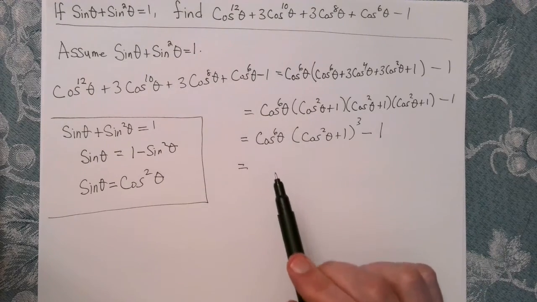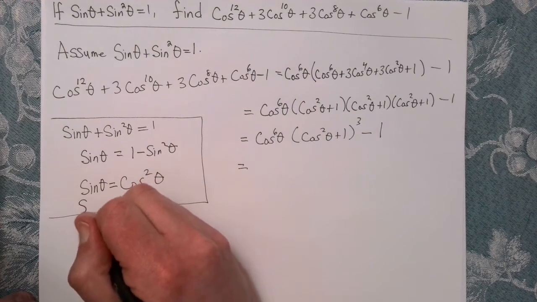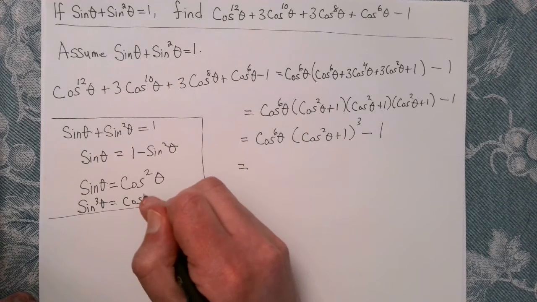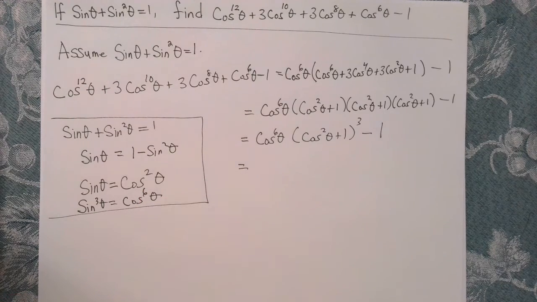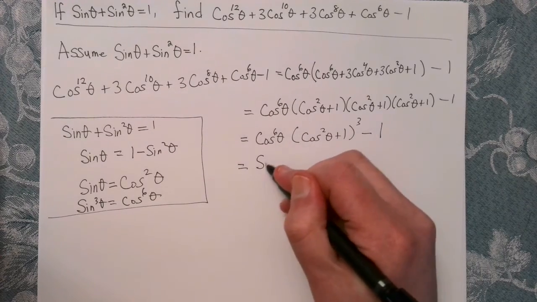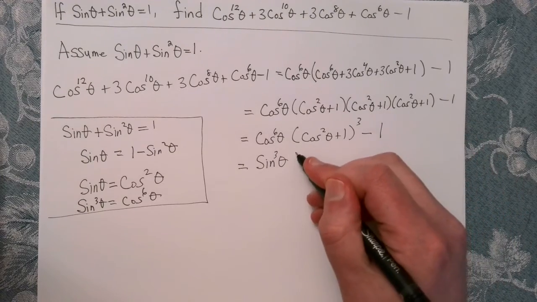So what is cosine to the 6th? Well, if I cube both sides, it looks like sine cubed of theta is exactly cosine to the 6th of theta. So that seems pretty nice. That means I can replace this with sine cubed of theta.